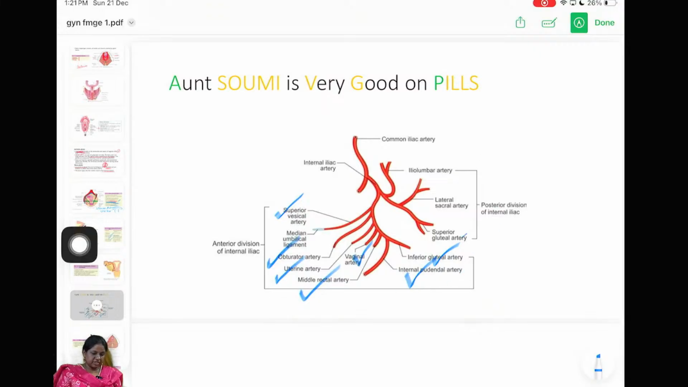Okay, the posterior division is PILS. Posteriorly there will be iliolumbar, lateral sacral, and superior gluteal. Okay, iliolumbar, lateral sacral, and superior gluteal. Understood? This is posterior. And the uterine artery is a branch of the anterior division of the internal iliac.